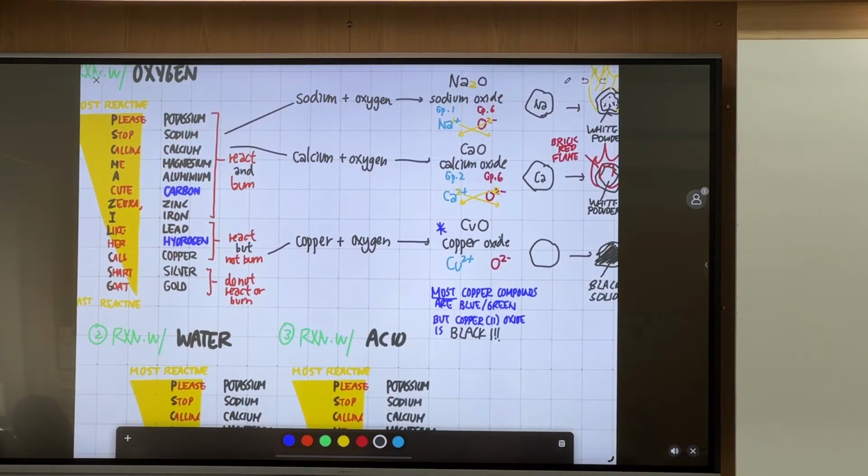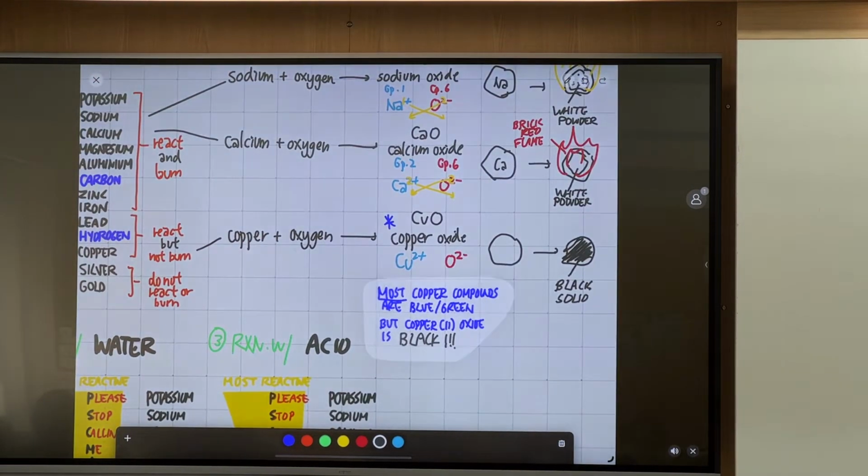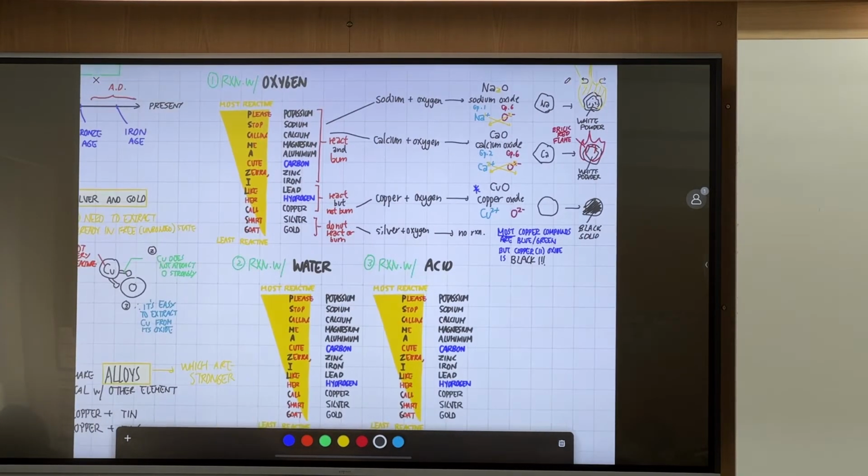Finally, for silver and gold, if you like, you can write an equation here, but simply there will not be any product. You can write down silver plus oxygen. Just write down no reaction. Nothing happens. If you like, you can still write silver and oxygen on the right, which means there's no chemical change involved. So that's with oxygen.